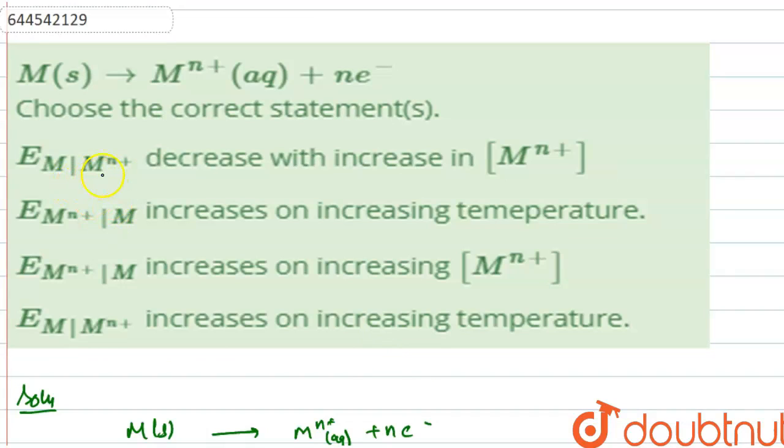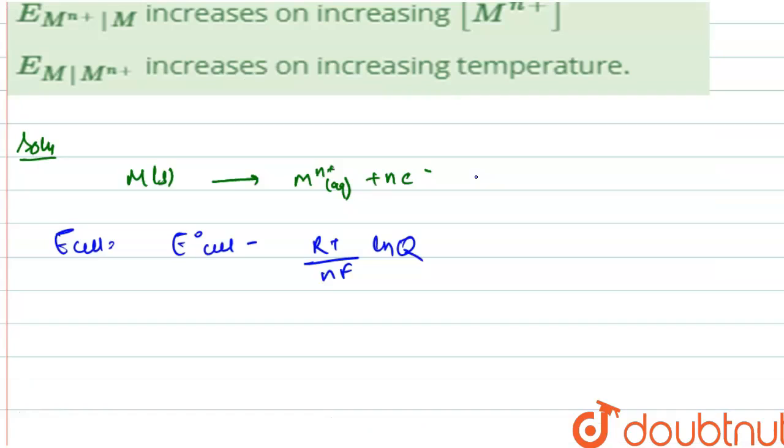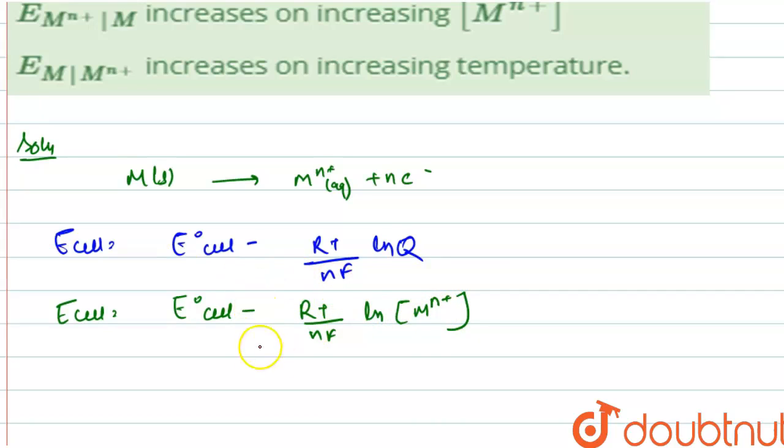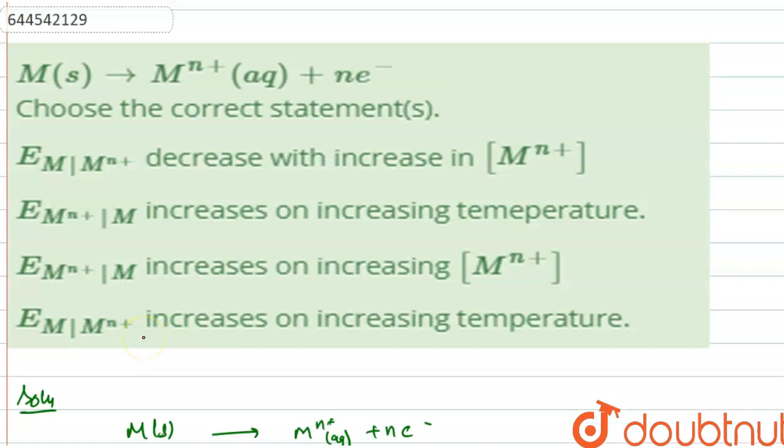First option is E of M to M^n+ decreases with increase in concentration of M^n+. If we modify the Nernst equation by substituting the exact value of ln Q, we get RT upon nF into ln of concentration of M^n+, sorry, it's not Mn plus. So as we increase the concentration of M^n+, this negative part increases and thus decreases E of cell for M to M^n+. So option A is the correct option.